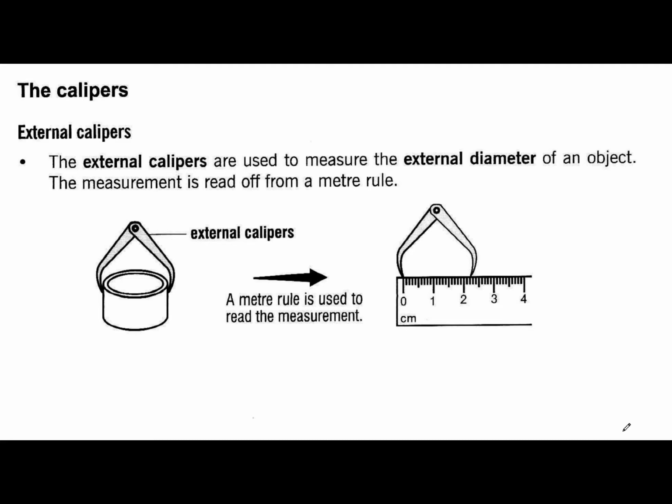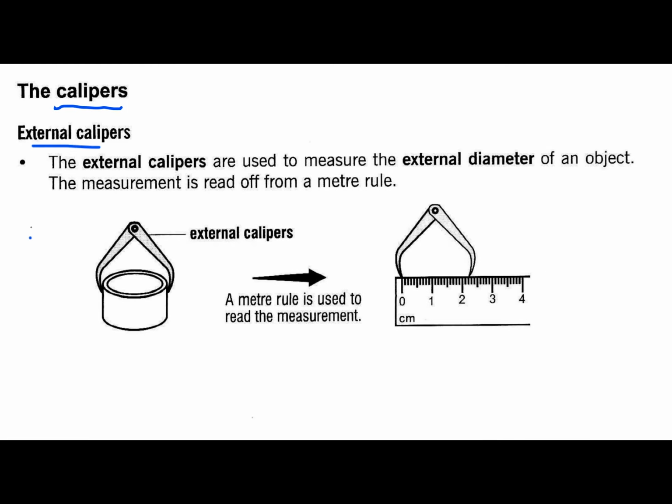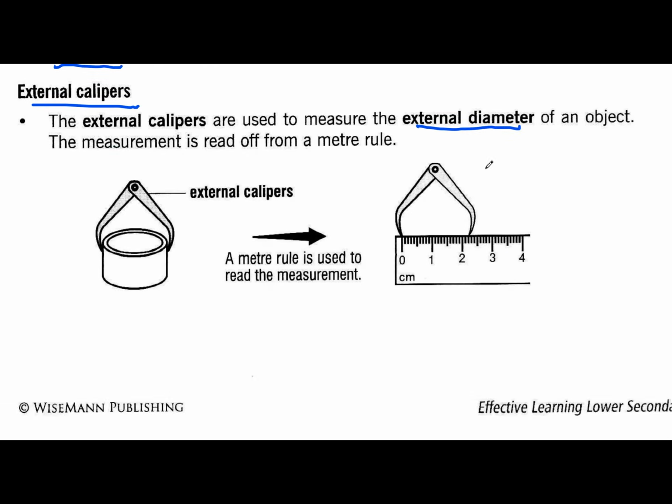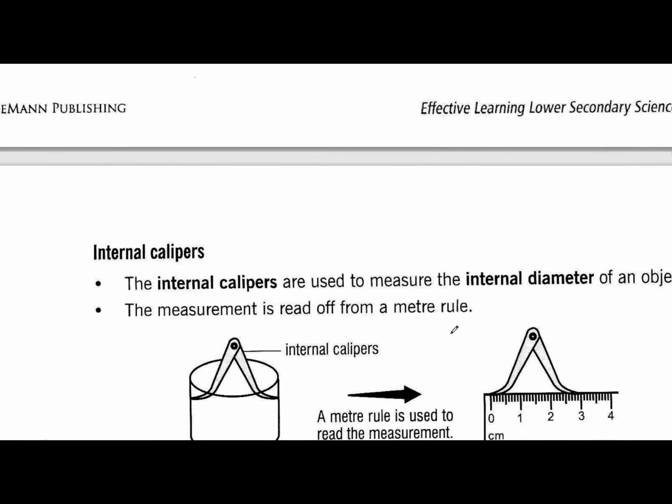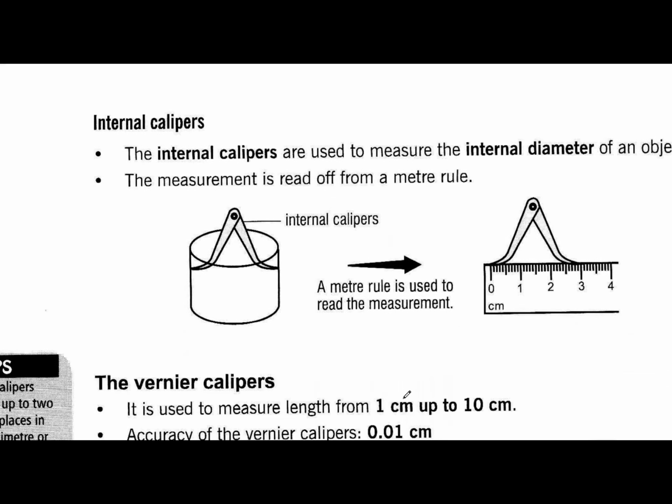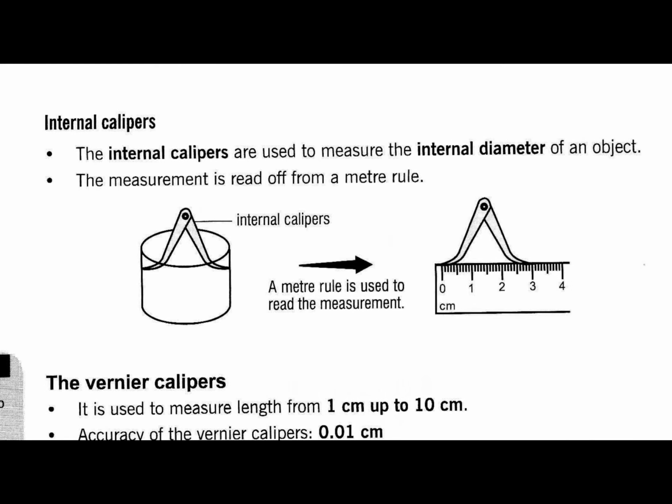Hi, let us learn about using the calipers. There are two types of calipers. The external calipers are used to measure the external diameter of an object. The internal calipers are used to measure the internal diameter of an object.